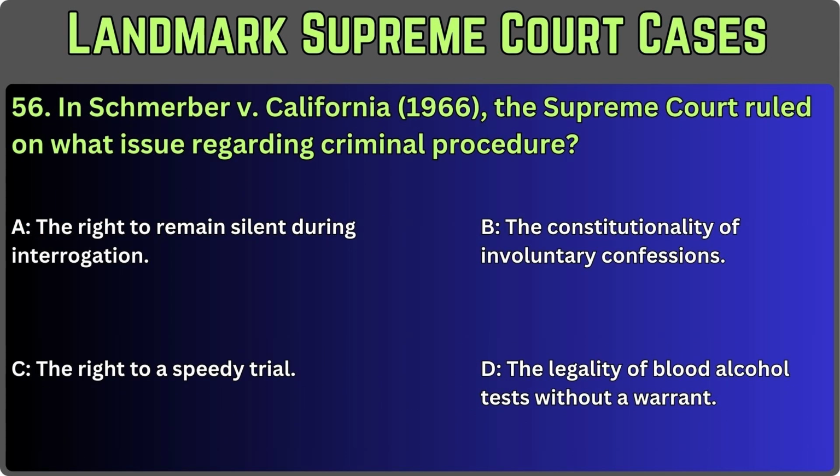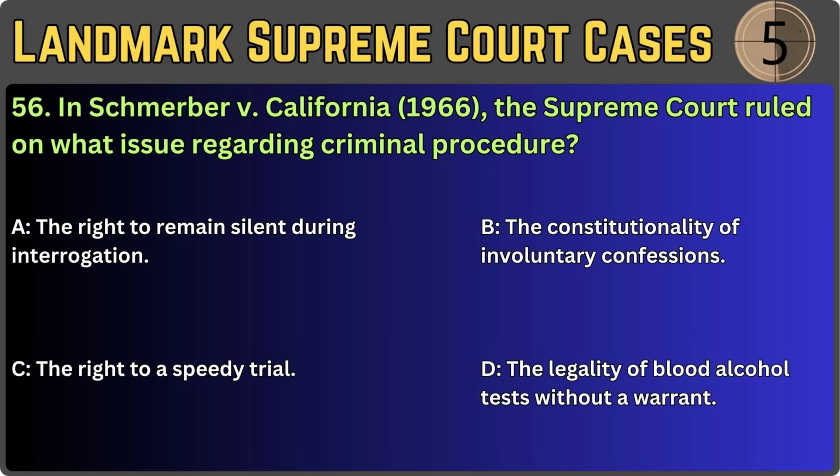56. In Schmerber v. California, 1966, the Supreme Court ruled on what issue regarding criminal procedure? A. The right to remain silent during interrogation. B. The constitutionality of involuntary confessions. C. The right to a speedy trial. D. The legality of blood alcohol tests without a warrant.